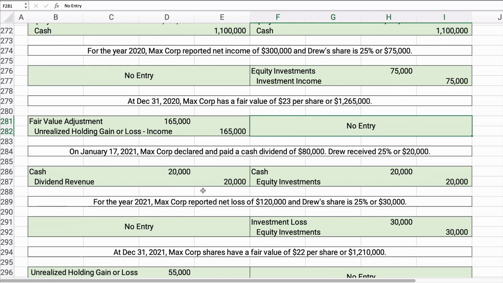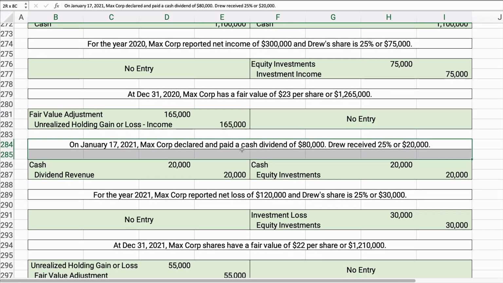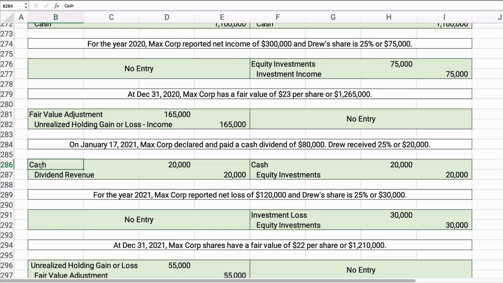We got a couple more little examples here. What do we do if there's a cash dividend? Well, Drew received $20,000 of the $80,000 dividend, so they just debit cash and credit dividend revenue $20,000. Now, for equity investments, Drew owns a significant portion of Max Corp, and it's like Drew withdrew money from Max Corp, so they're going to debit cash $20,000, and they're going to reduce their equity investment by $20,000. That's the difference in the equity method.